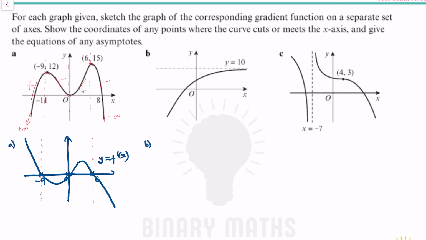Part B. Okay, first, are there any stationary points? There are no stationary points. So that means our gradient function will not have an x-intercept. So we won't cross the x-axis.